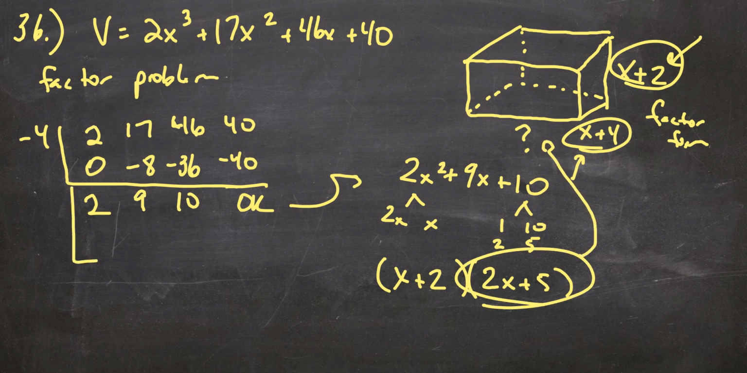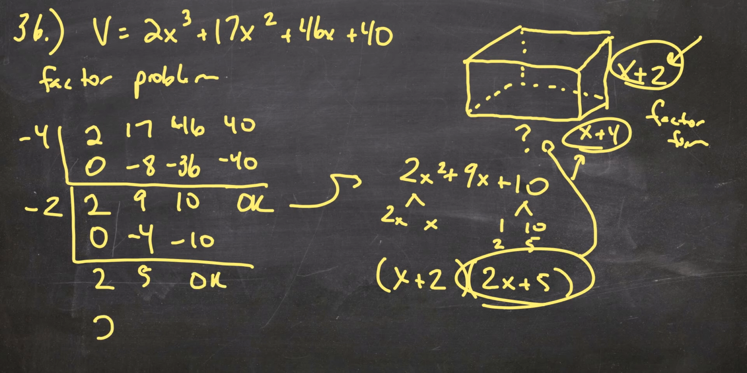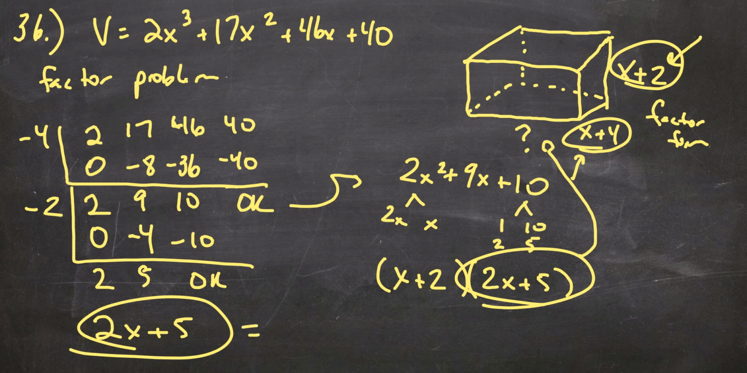I also could have just made a new box, and I could have put -2 outside. 2 plus 0 is 2. I get -4. 9 and -4 is 5. And that's -10. So that's 0 remainder, which means that's 2x plus 5. So either way, my question mark is going to be 2x plus 5.